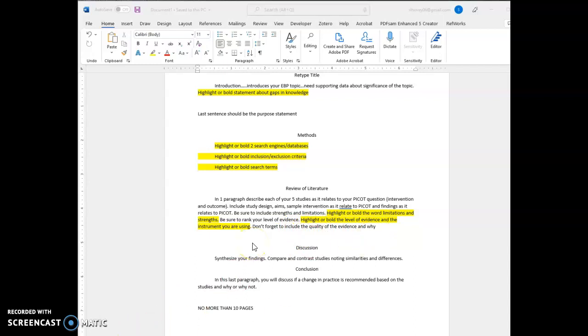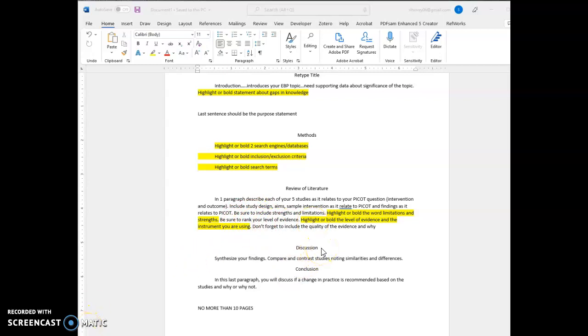You're going to notice that a lot of this information was included in your table. So it's going to be very important for you to go back and read my comments that I made to you when I graded your table. If you did a thorough job on your table, this section should flow very easily.